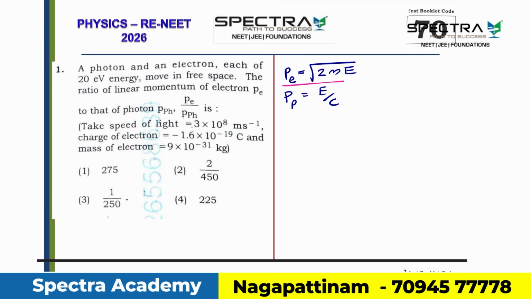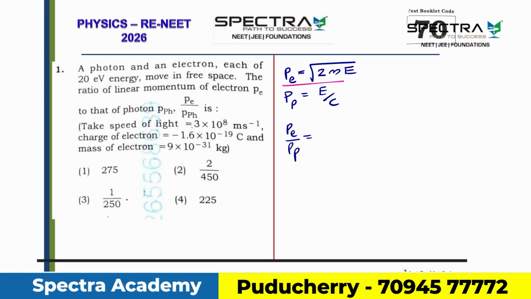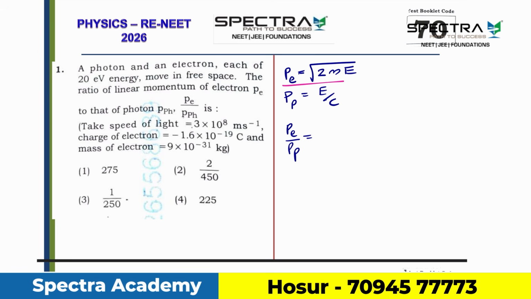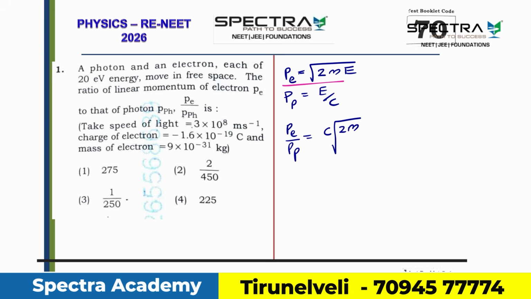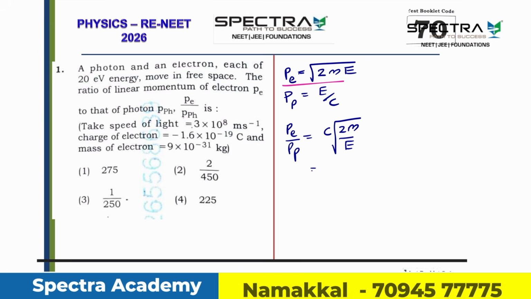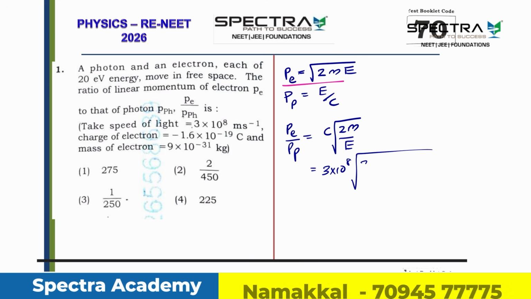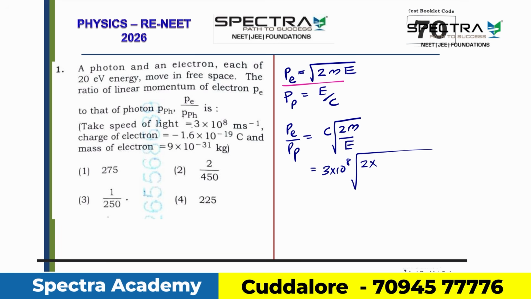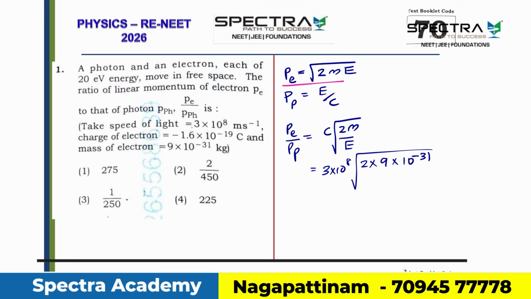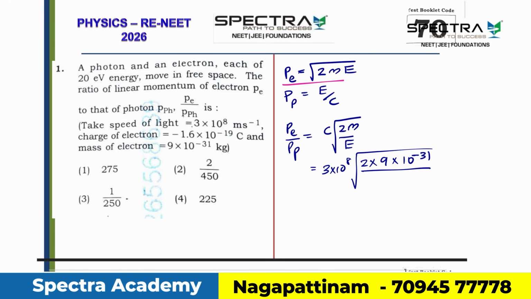So, taking the ratio, students. Therefore, P by P photon, on taking the ratio, C will go to the numerator. So root E by E will become 1 by root E. So C into root of 2M by E. Okay, so which is equal to, what is C value? 3 into 10 power 8 into root of 2 into the mass of electron, which is given in the question, 9 into 10 power minus 31, divided by E.